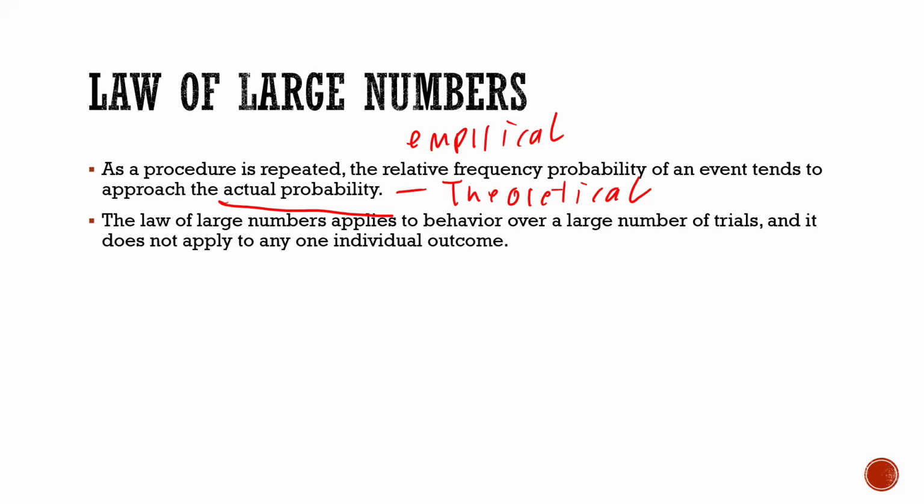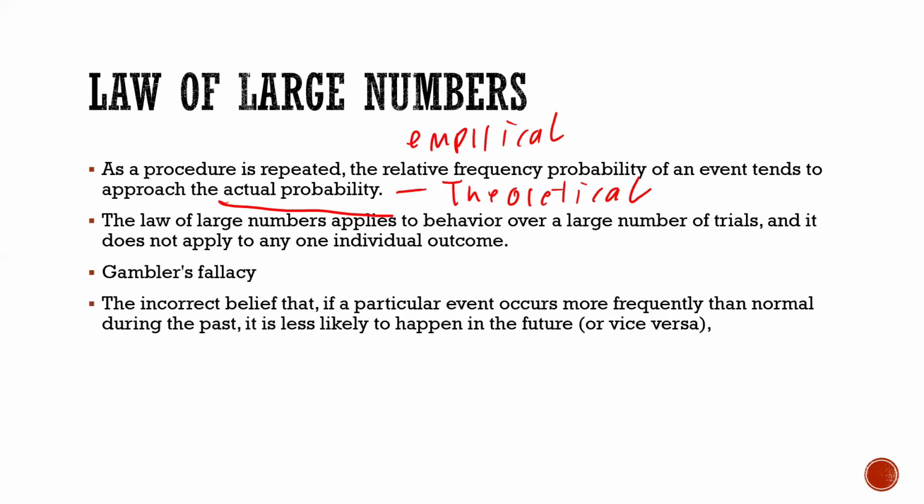But that does not mean this. Do not fall for the gambler's fallacy. The gambler's fallacy is the incorrect belief that if a particular event happens more frequently than normal in the past, it's less likely to happen in the future, or vice versa.